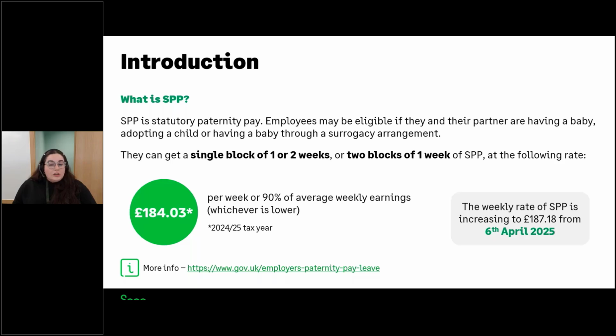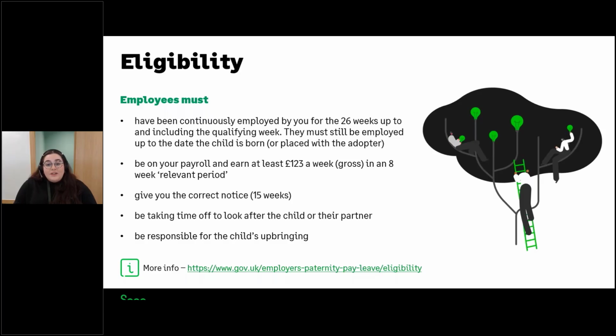And we will take a little look at the eligibility in the introduction too. To qualify for SPP, employees must have worked long enough, meaning that they've been continuously employed by you for the 26 weeks leading up to and including the qualifying week. They also must still be employed up to the date that the baby's born or placed with the adopter. They must be on your payroll and earn at least £123 a week in the 8-week relevant period. The 8-week relevant period is the 8 weeks leading up to the qualifying week.